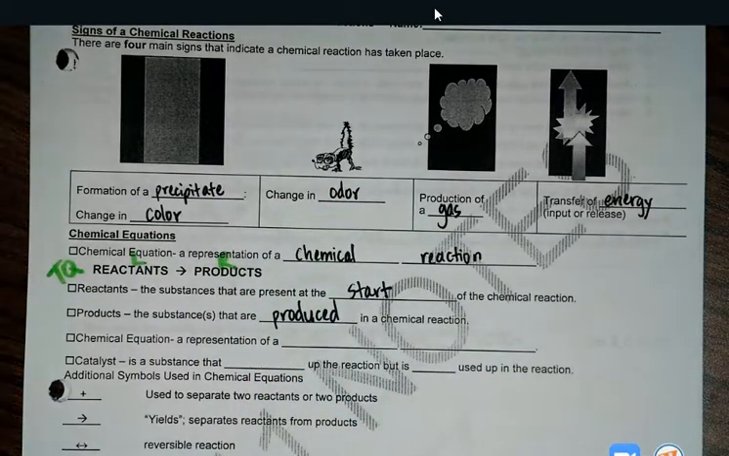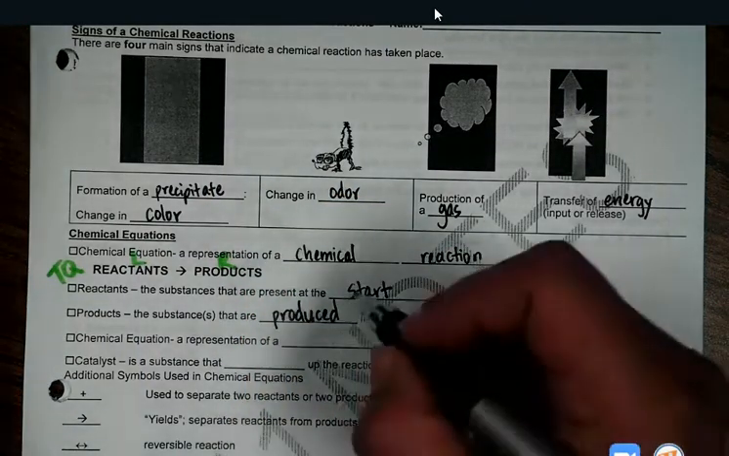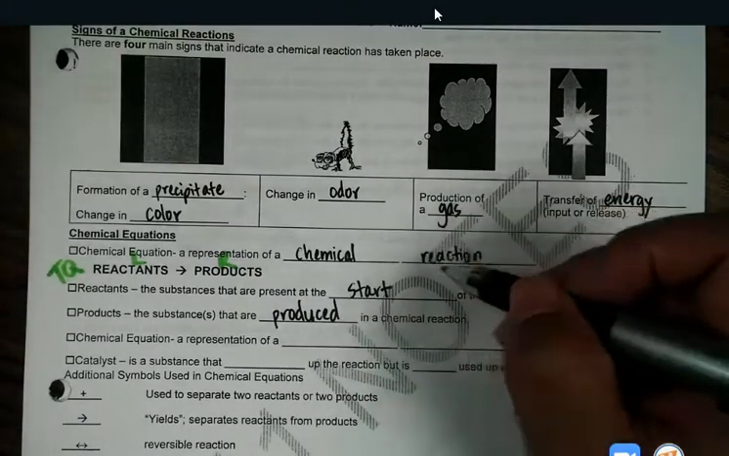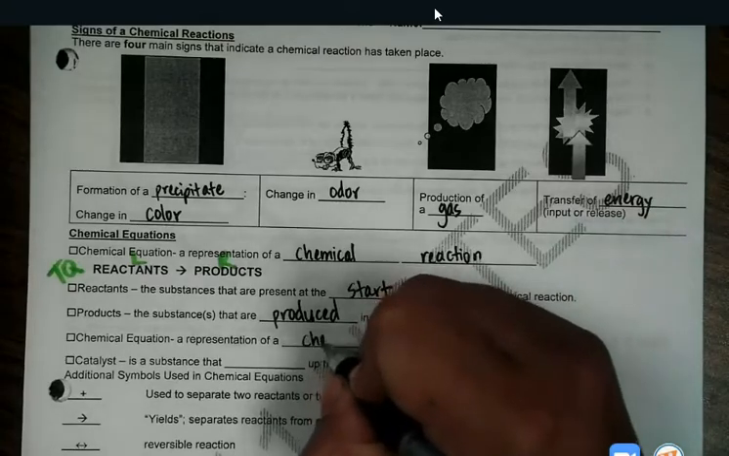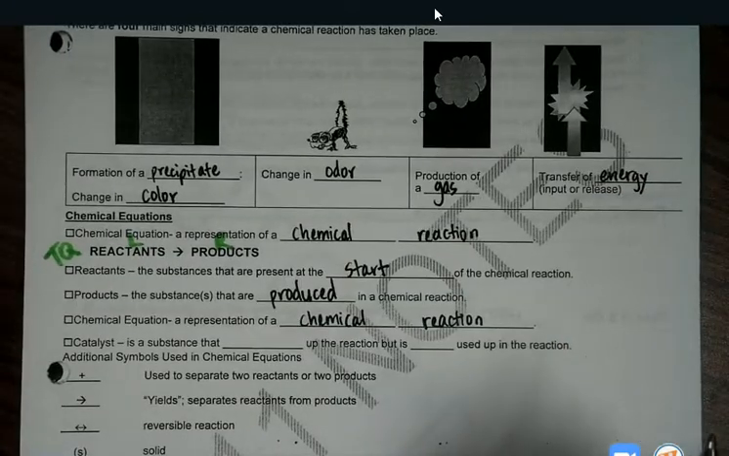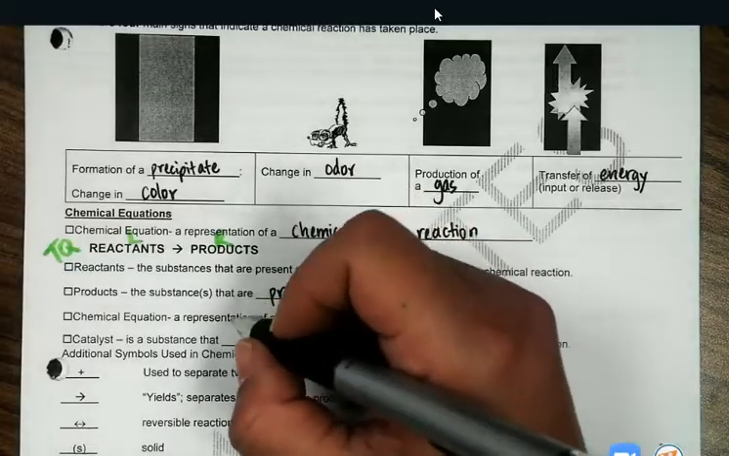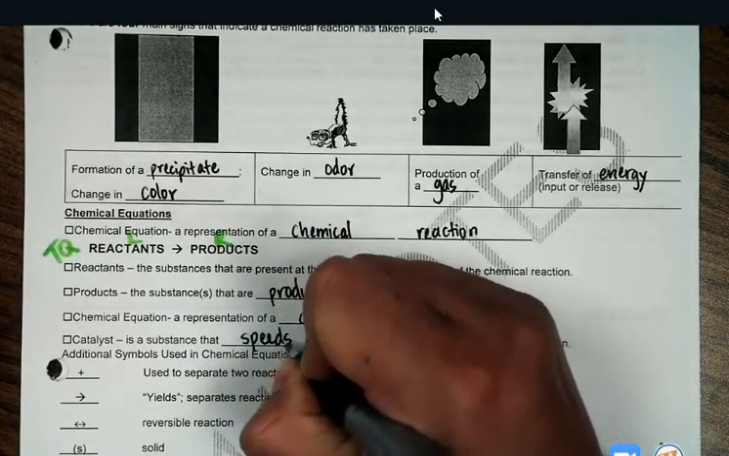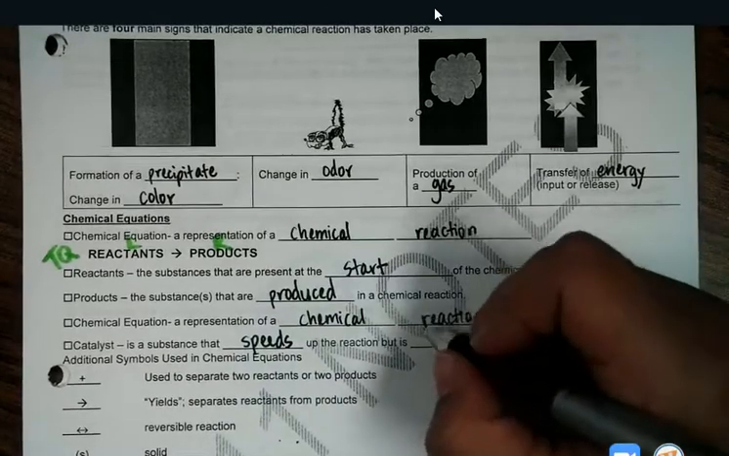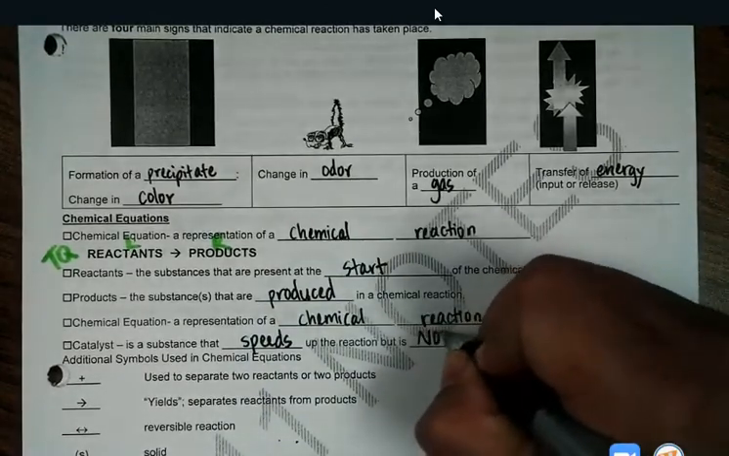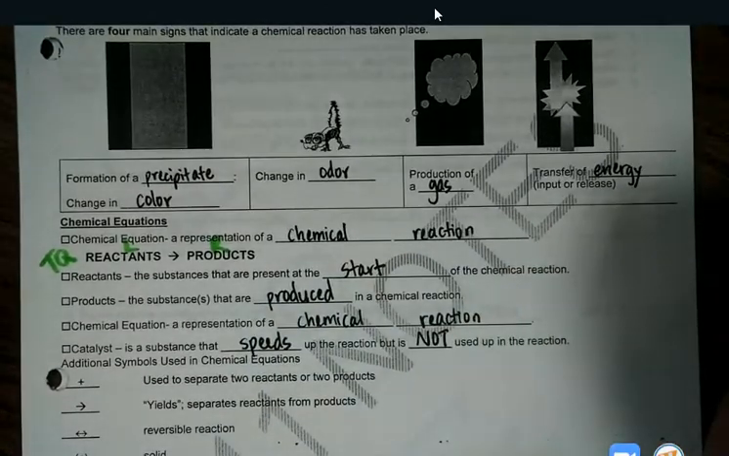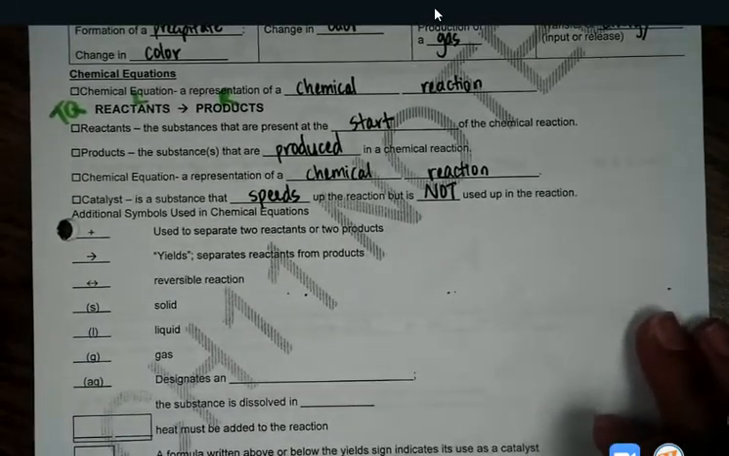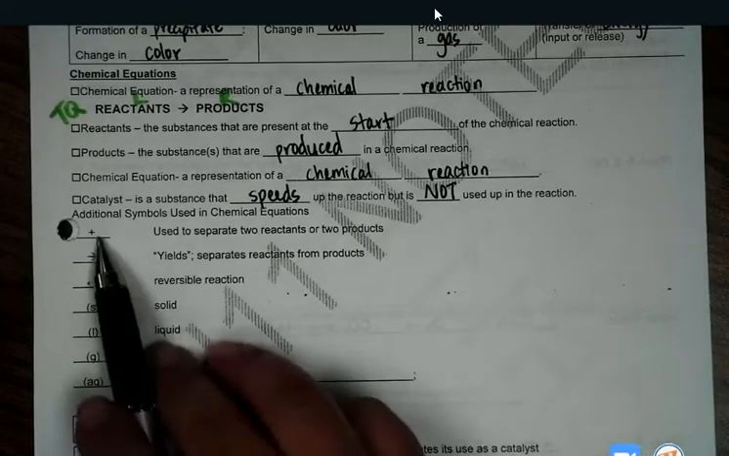When it comes to a chemical equation, it is a representation of a chemical reaction, which we already saw a little bit ago. We may use a catalyst. It is a substance that speeds up the reaction, but it is not used in the reaction.